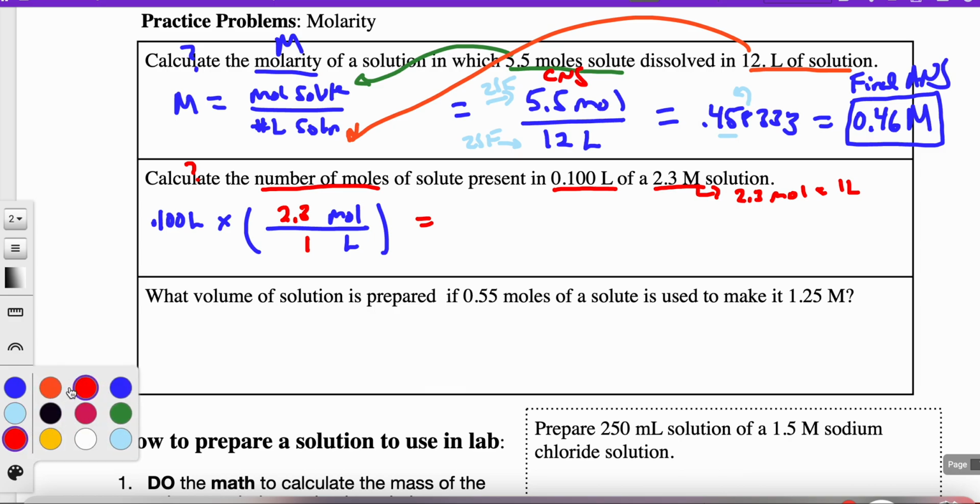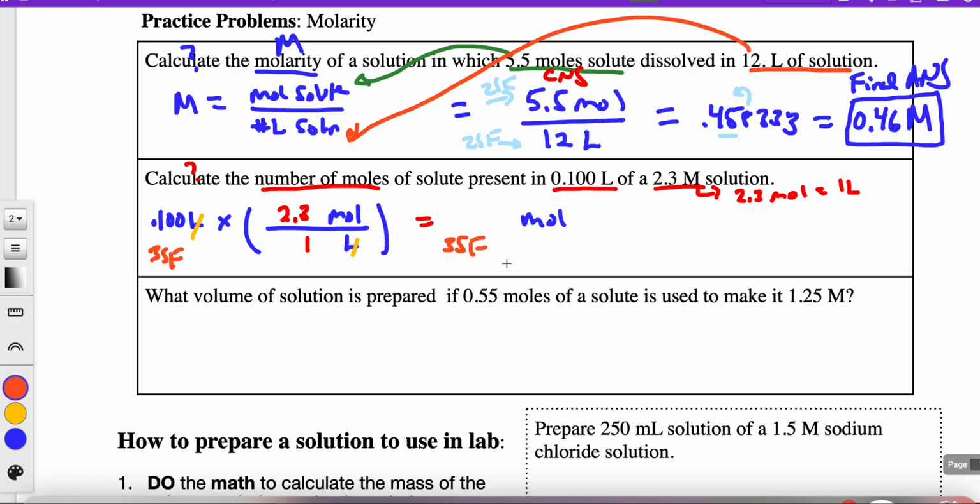Unit-wise here, take a look: liter times mole divided by liter, the liters are gone. We're left with a unit of mole. Here, we're starting off with 3 sig figs, so our number of moles should also be recorded with a final answer of 3 sig figs.